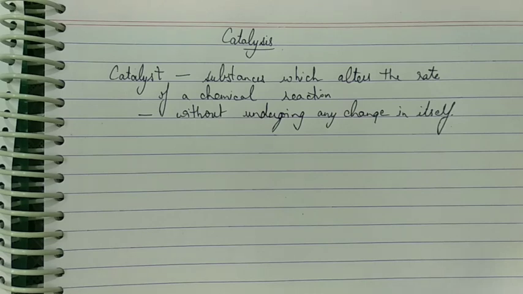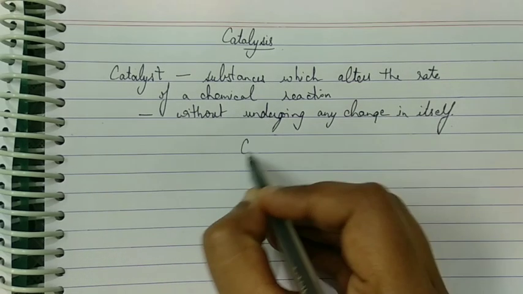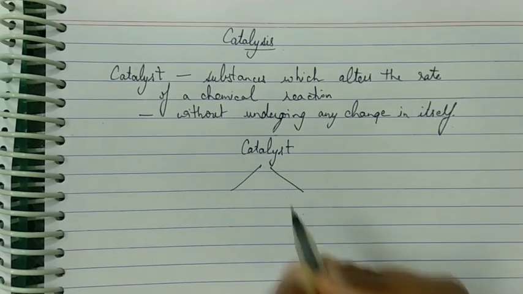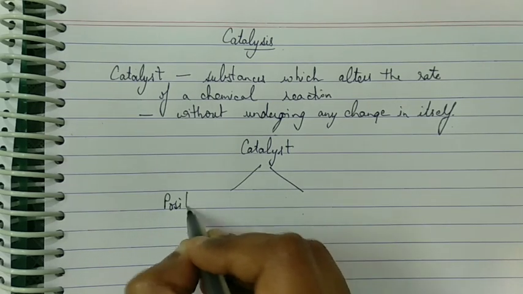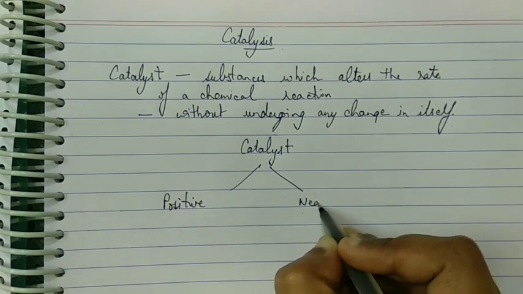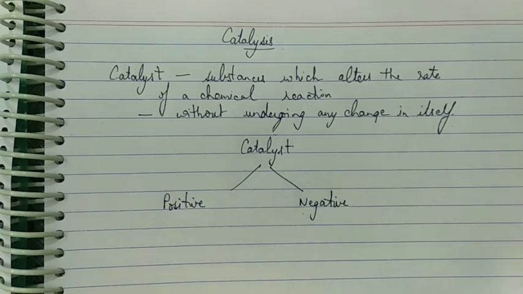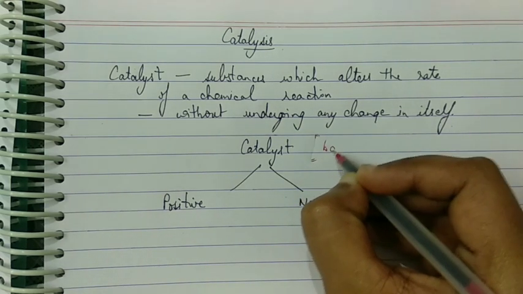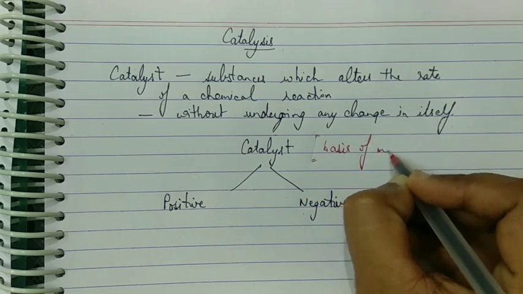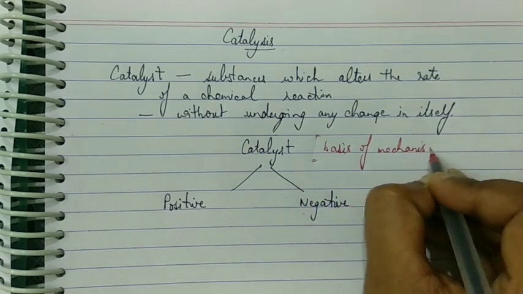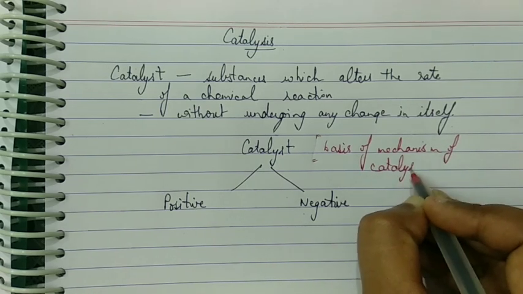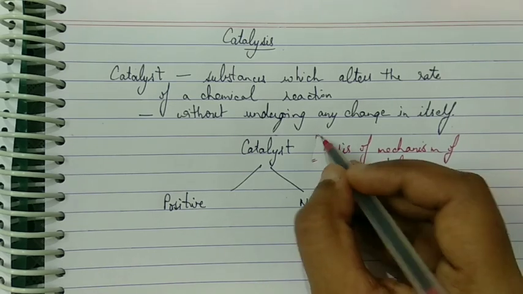Now these are known as catalysts, and the process by which a catalyst works is known as catalysis. Now this catalyst is of two types. One is your positive catalyst and the other one is your negative catalyst. Now this classification, that is positive and negative catalyst, was done on the basis of mechanism of catalysis.